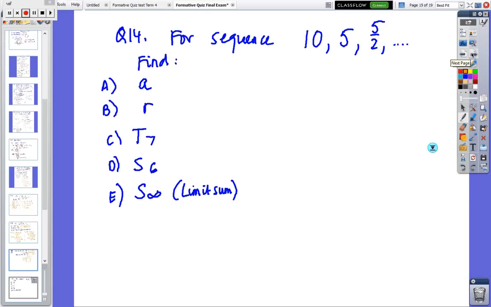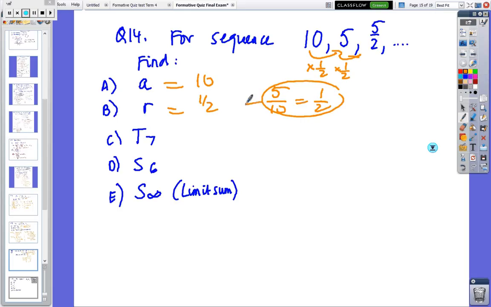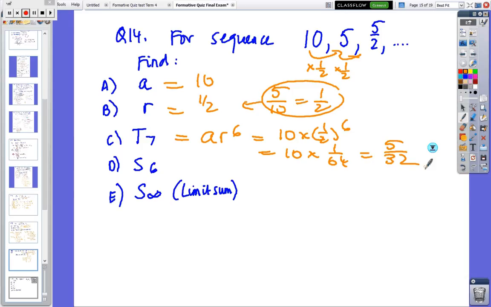Okay, now we've got a GP question for the sequence 10, 5, 5 on 2, and so on. Find A, R, T7, S6, S infinity. Okay, so we're dividing by 2, or we're multiplying by a half. So A is 10, R is a half. So you just have to do 5 over 10 equals a half to get the R value. Okay, so T7 equals AR^6. So it's 10 times a half to the power of 6, which is 10 times 1 over 64. So the answer on your calculator is 5 over 32.